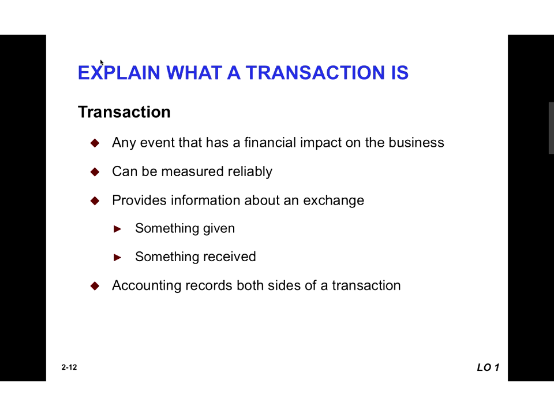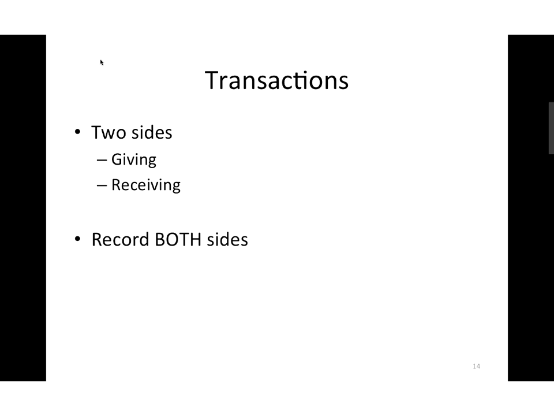Okay, and if you have financial impact on the business measured reliably. When we talk about accounting, again, two sides. We can measure it reliably, it has financial impact on the business, and we record both sides. This is called double entry accounting. So this whole chapter is about transactions. A transaction is a financial event reliably measured.